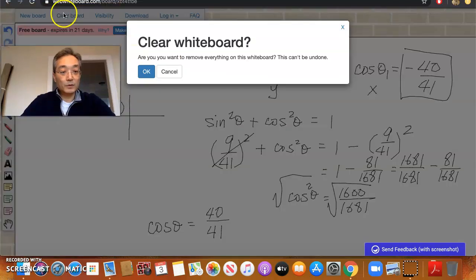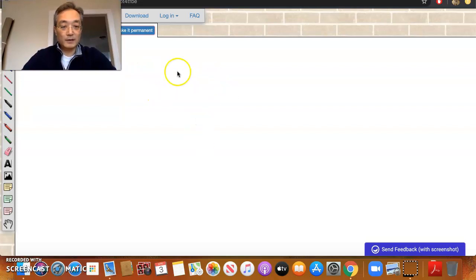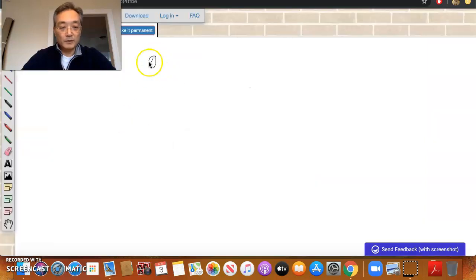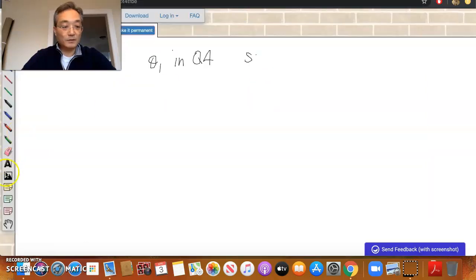I'm going to clear the board. And now let's look at the new problem. We have, okay, theta 1 is in quadrant 4, and cosine is 9 over 19. So theta 1 in Q4, and the sine. Is it sine or cosine? Okay, cosine. So it's the cosine.